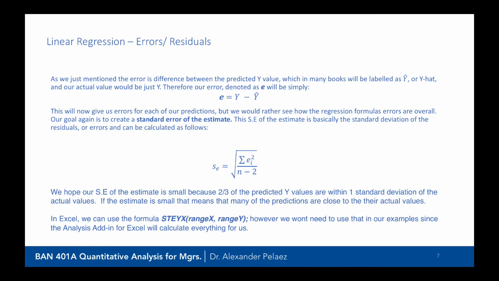So we hope that the standard error of the estimate is small because 2/3 of the predicted y values will be within one standard deviation of the actual values. Remember that 2/3 stands for about 66%, and we said that 68% of the data will lie between plus or minus one standard deviation of the actual values. If the estimate is small, it means that many of the predictions are close to their actual values. So we want to get the standard error of the estimate as small as possible, because it will tell us how well the errors are.